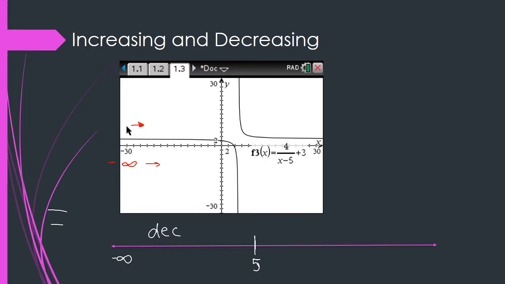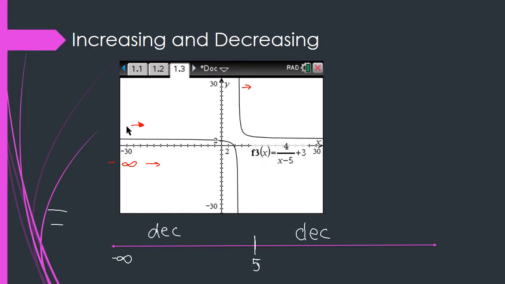And then we look at the next part of our graph. Again, as we go from left to right on our x values, what happens to our y values? And our y values are also decreasing. So even though we have two portions of our graph, because of this asymptote here, we have decreasing and decreasing for both parts of it.